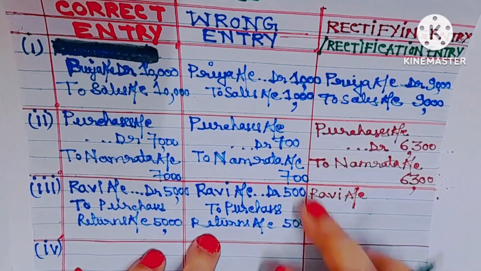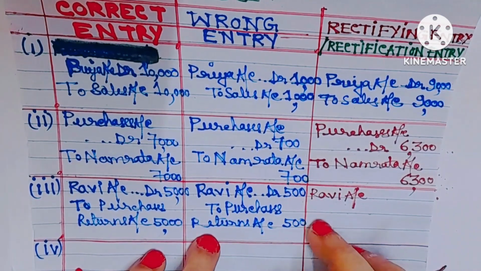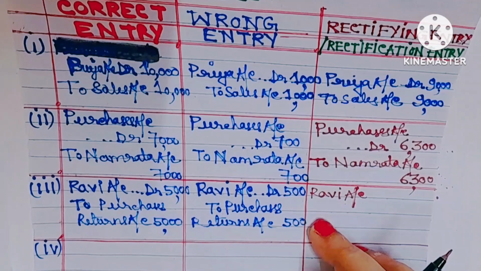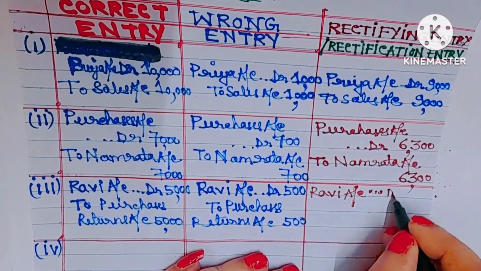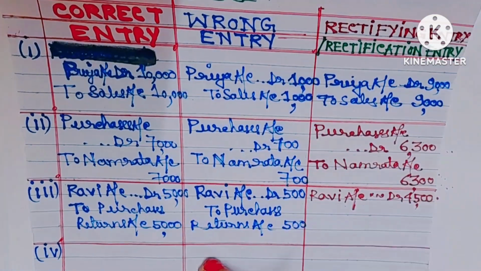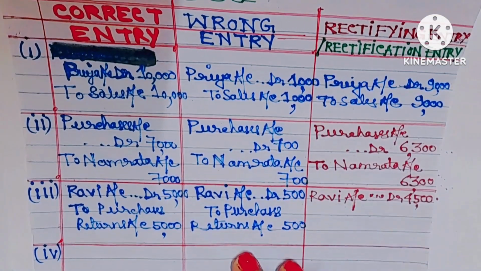So এখানে কত কম record করেছে? They have recorded rupees 500. So they have recorded rupees 4,500 less. So we'll write Ravi account debit 4,500. So let's compare the correct entry and the wrong entry in case of credit side also.